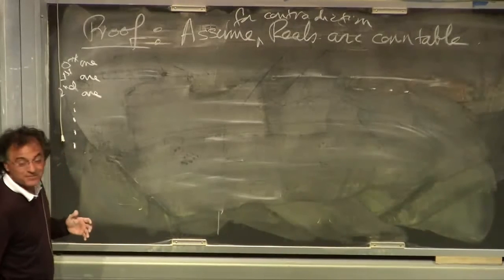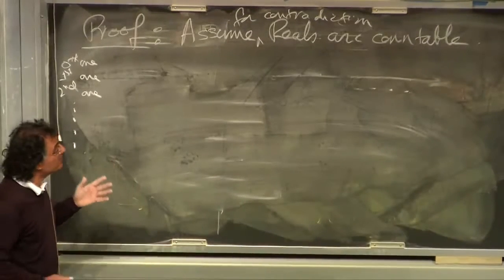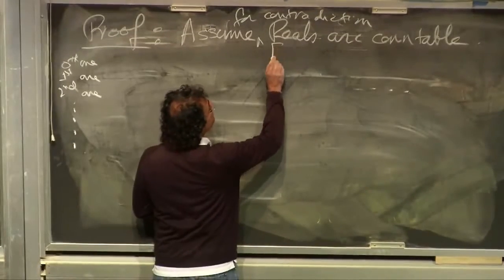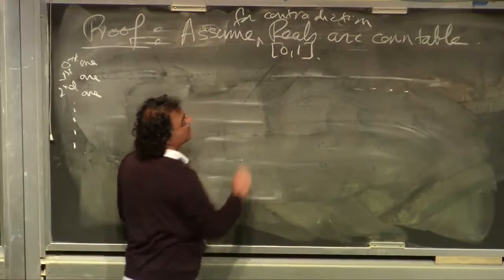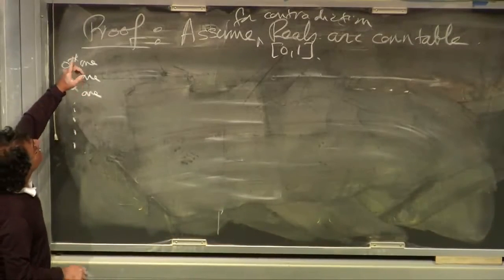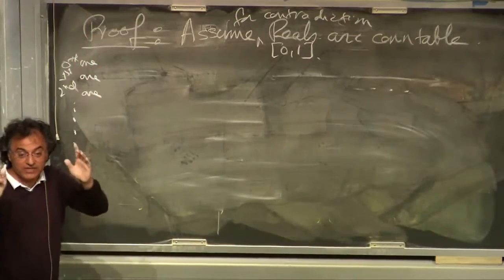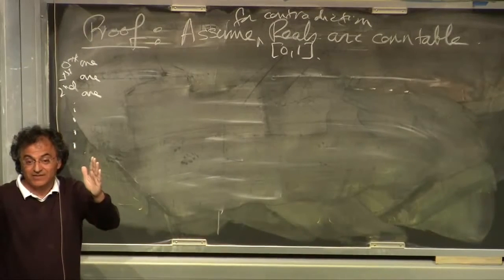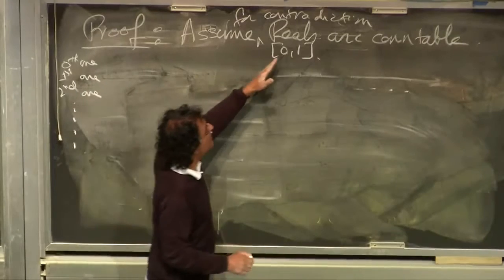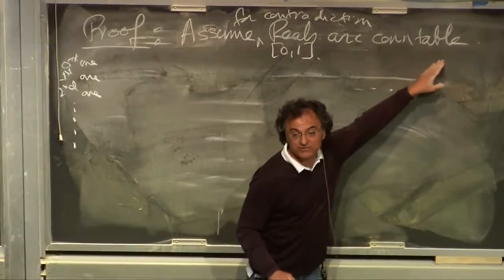Actually, for the purposes of this, we are going to prove something stronger. We'll prove that the real numbers between 0 and 1 are already uncountable. So we're going to prove not just that the reals are uncountable, but that the reals in the interval between 0 and 1 are already uncountable. So assume for contradiction that the reals between 0 and 1 are countable.